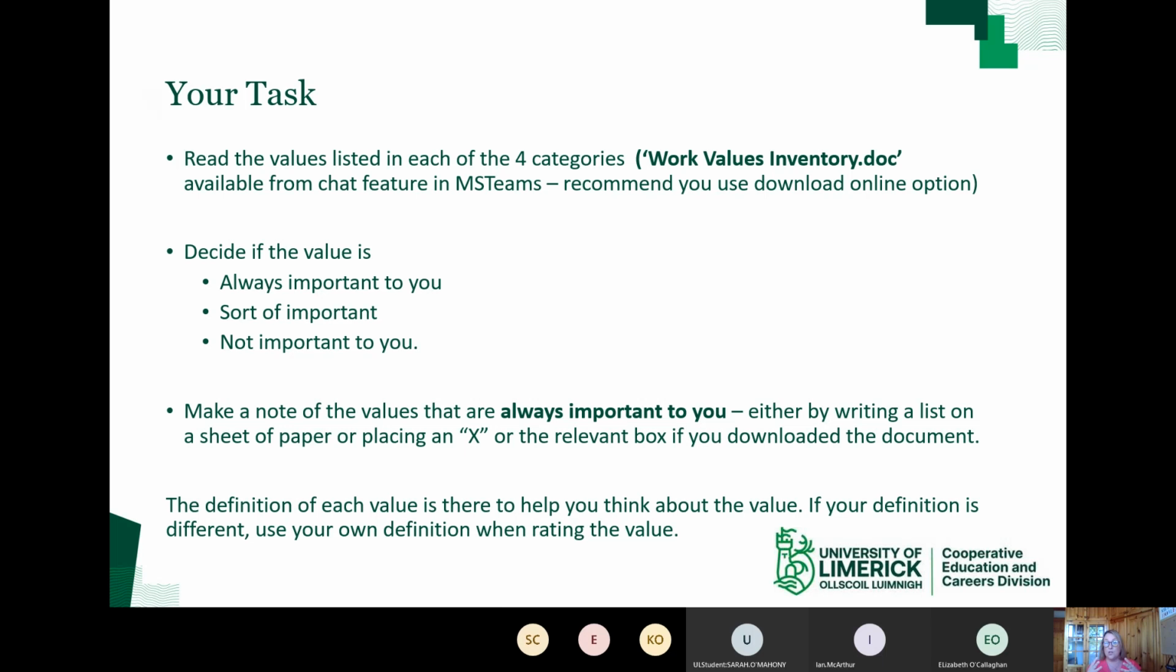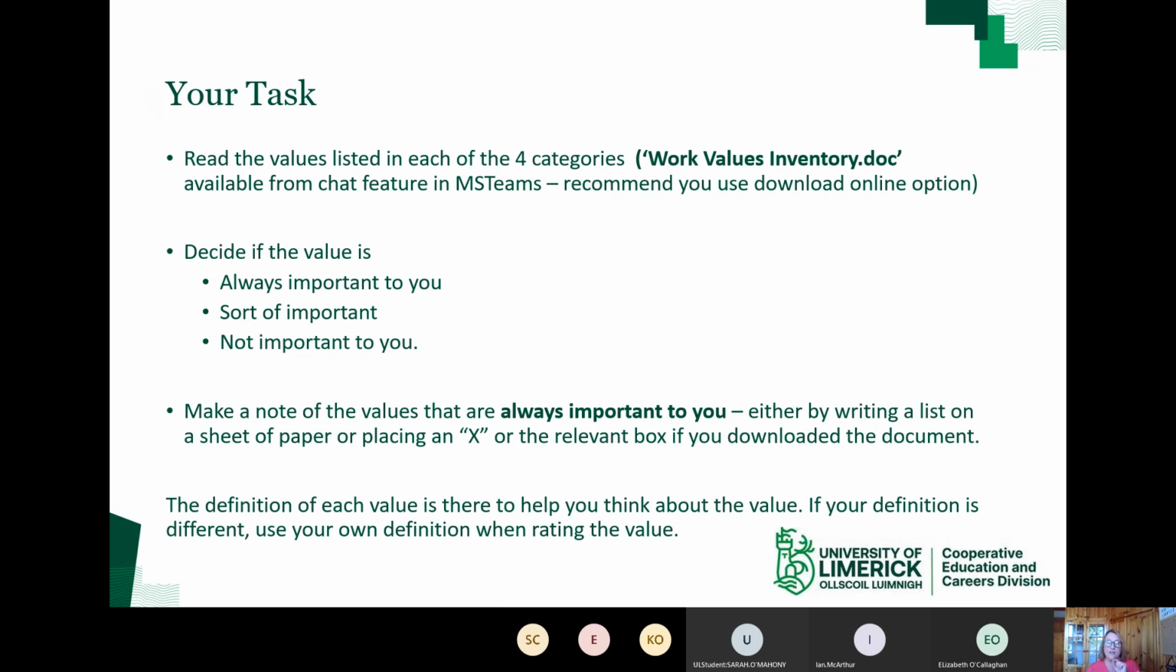You could look at it in 2 ways. You could say, just in the context of work, how important are these to me? Or in the context of life, because there is a huge overlap between what's important to you in your life context and in your values. If you've been able to download the document, you can place an X in the box. If you haven't, you could just get a sheet of paper and write down the values. Even if you just pick the ones that are always important to you, those of you who've downloaded can do the other 2, the sort of important and not important.